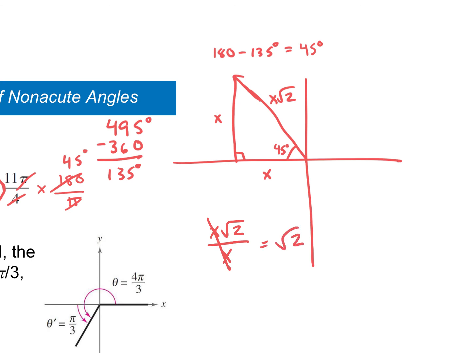And what's the last thing I need to do? Make sure the sign is right. So make sure if it's positive or negative. So All Students Take Calculus. So sine and its reciprocal, cosecant, are positive in the second quadrant, and we are dealing with cosecant, so it is positive. So positive square root 2.